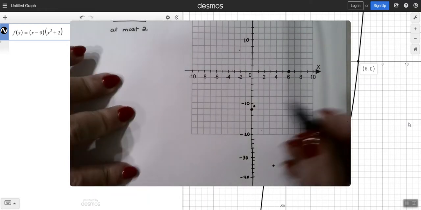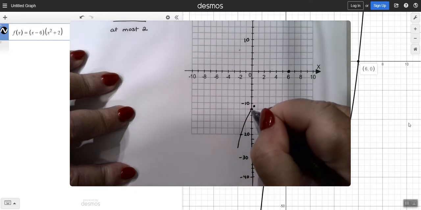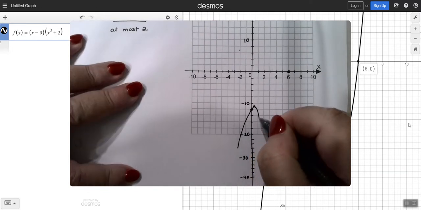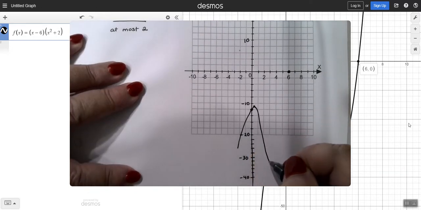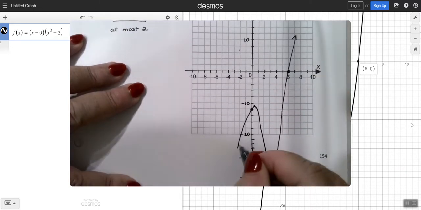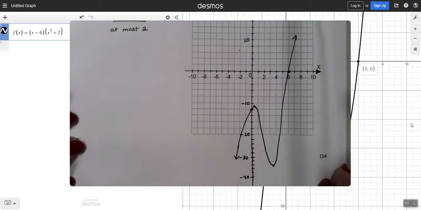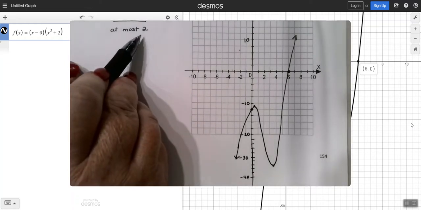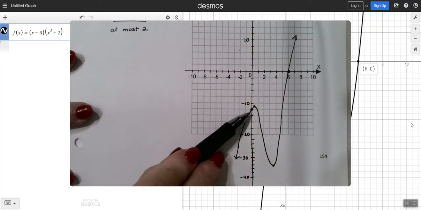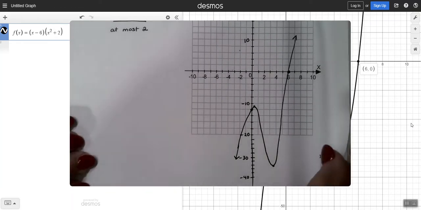All right, so we start down to the left. We go through the y-intercept and the maximum, come down to pick up the minimum, and then go back up through our x-intercept. Once again, I'll remind you that we predicted at most 2 turning points, and we actually did end up seeing 2 turning points on this graph.